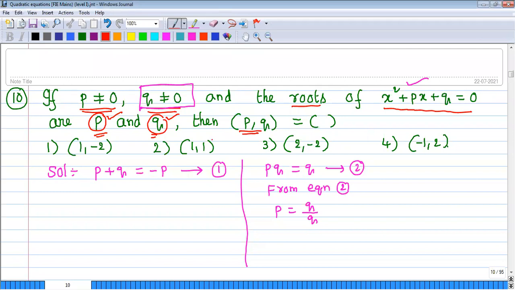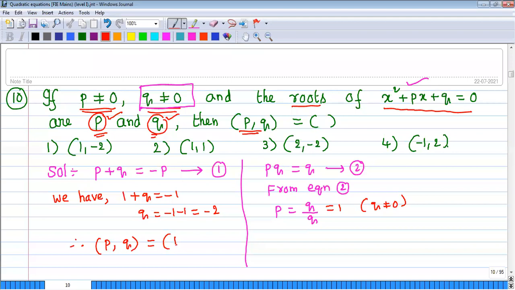Now as Q does not equal 0, P is equal to Q by Q, that equals 1, since Q does not equal 0. Substitute this P is equal to 1 in equation 1. So now we have 1 plus Q is equal to minus 1. Q equals minus 1 minus 1, that is minus 2. Therefore P comma Q is equal to 1 comma minus 2. So that means the first option is the right option.